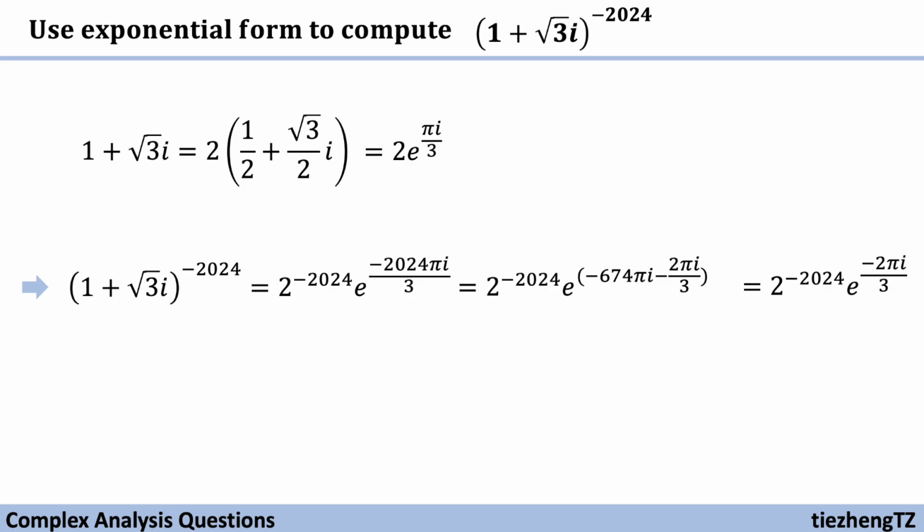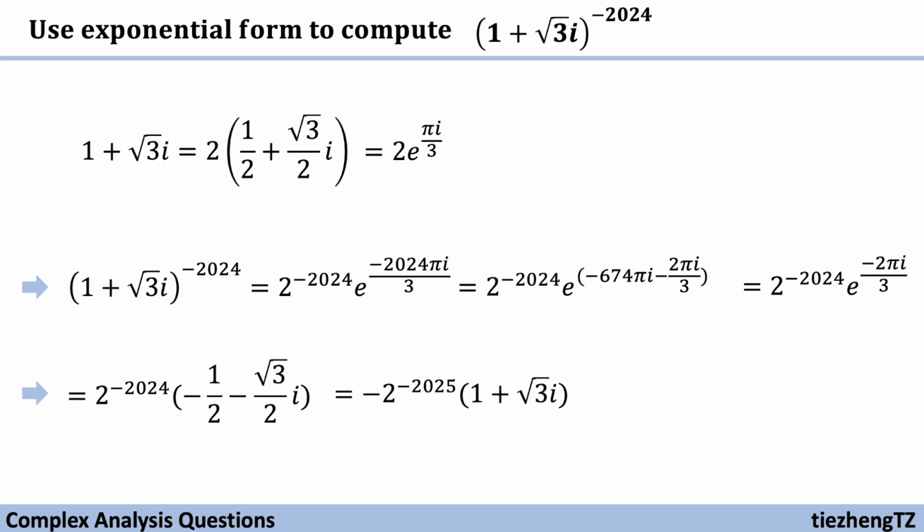So we can rewrite it into the x plus yi form, where x is minus 1/2 and y is minus √3 over 2, because the angle is minus 2π over 3. So further updated, the final answer becomes minus 2 to the power of minus 2025 times (1 plus √3 i).